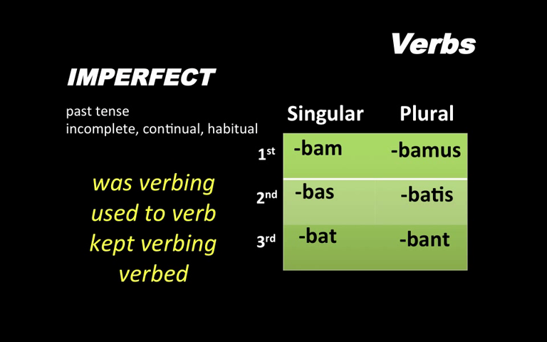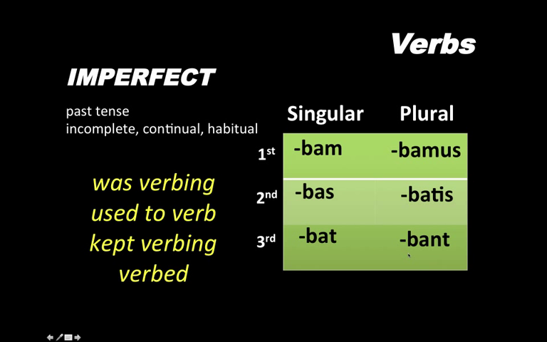The imperfect tense is one of our past tense verbs in Latin, and it expresses an incomplete, a continual, or a habitual action in the past. And we have a couple different ways to translate this verb. We can translate it as was verbing, used to verb, kept on verbing, or verbed. And it's going to be identified by a new set of endings: bam, bas, bat, bamus, batis, bant.